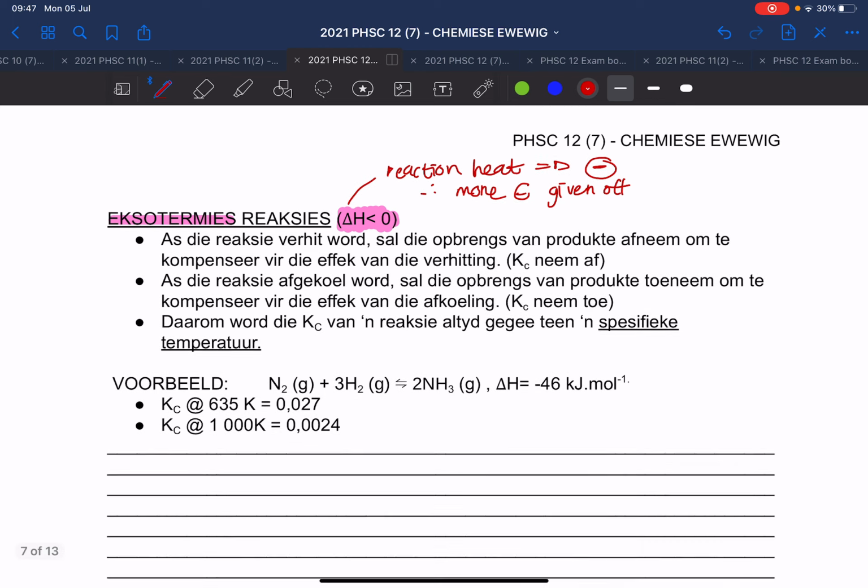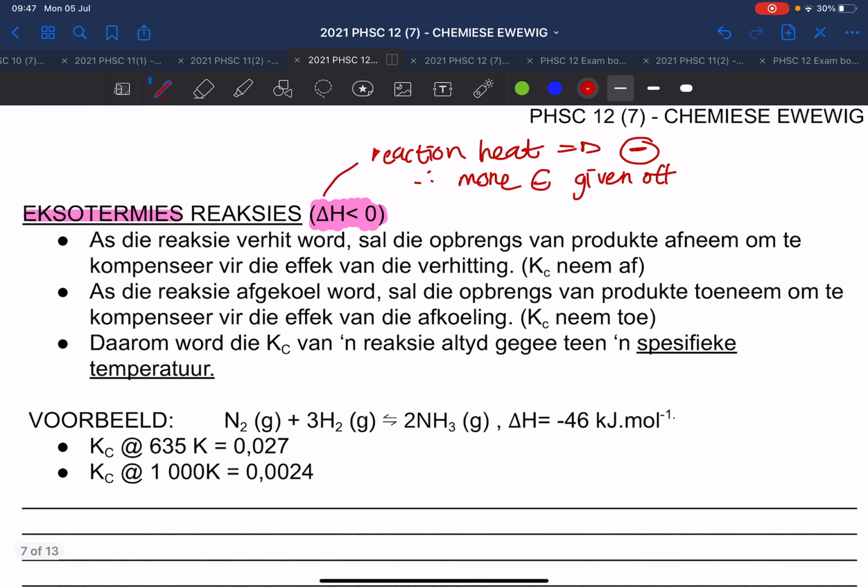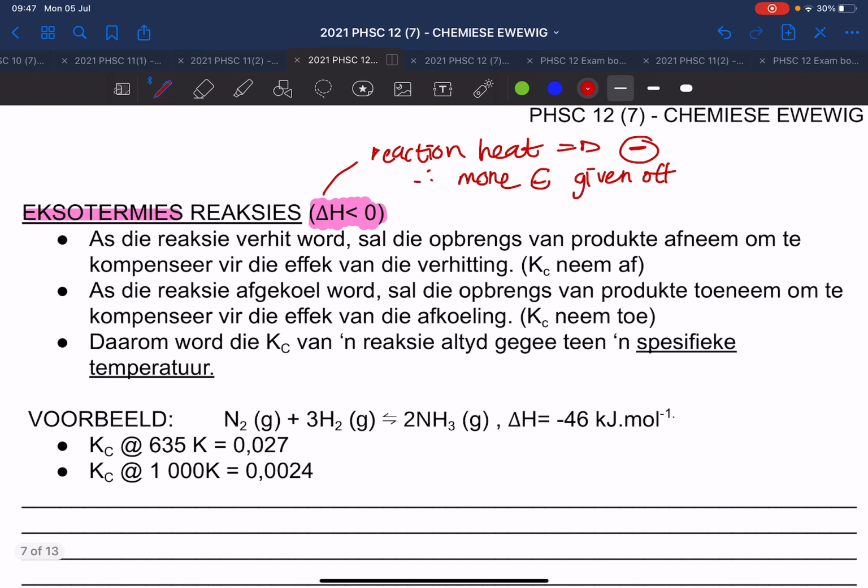Okay. So, kom ons lees en dan verduidelik ek. Ek sê, as die reaksie verhit word. Okay. So, ons het 'n reaksie wat warm maak. Die voorwaartse reaksie maak warm. Nou sê dit, as die reaksie verhit word, nog warmer gemaak word, what will the reaction want to do? Make it cold again. Hy wil hom weer koud maak. Maar die voorwaartse reaksie is eksotermies. Maar hy wil hom koud maak. The forward reaction is exothermic, but it wants to make it colder. Which reaction will be favored? Forward or reverse?